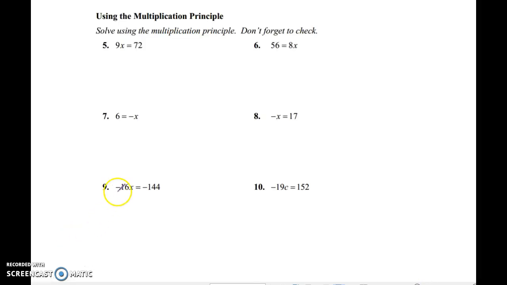Okay, so let's look at some examples on page 463. These are just like the ones in 11.1, except instead of addition and subtraction, we're looking at multiplication and division. Number 5 says 9 times x equals 72, or you can read it as 9 times what number equals 72. This is multiplication, so I'm going to divide both sides by the number in front of x, which is 9. 9 divided by 9 is 1, so x equals 72 divided by 9, which is 8. Check your work: 8 times 9 is 72, so this is correct.